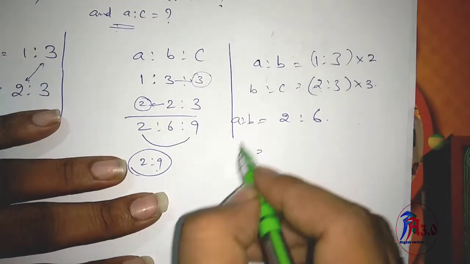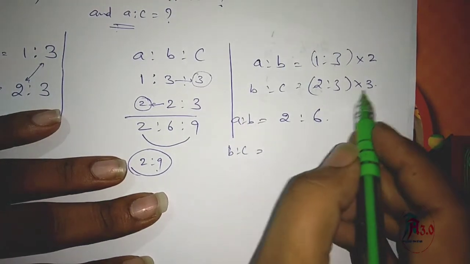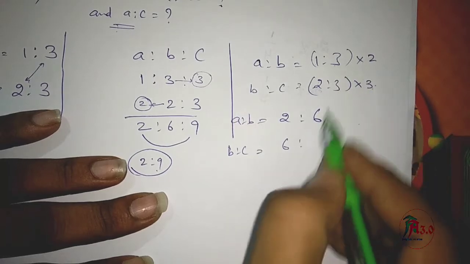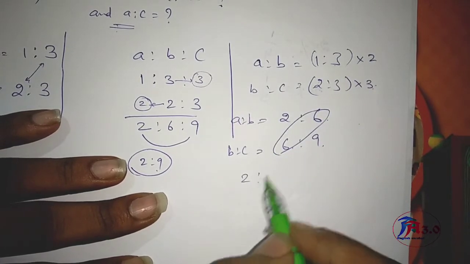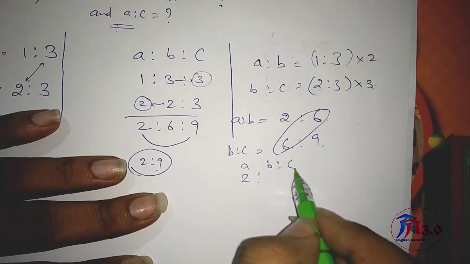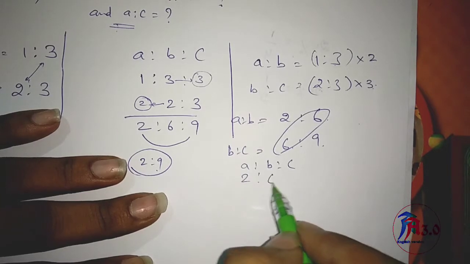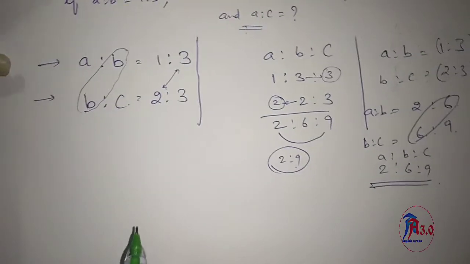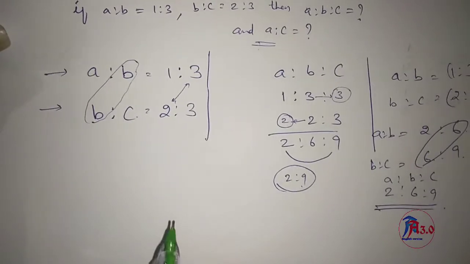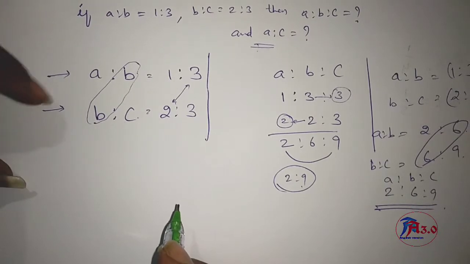If I say b is to c, it will become 3 into 2 is 6 and 3 into 3 is 9. So here the values are equal now, so I can write directly the values of a is to b is to c, which is 2 is to 6 is to 9. And the last method is the important method which you have to use for every successive concept.